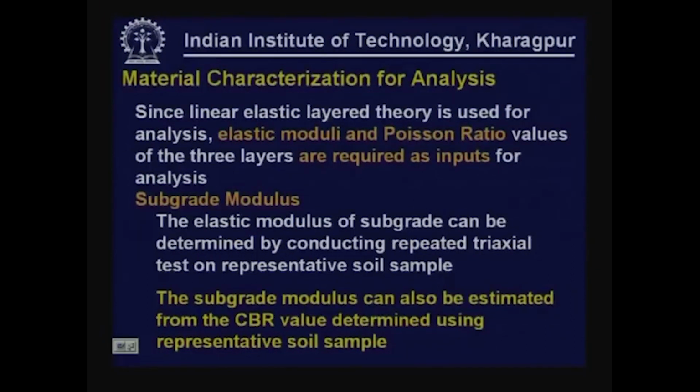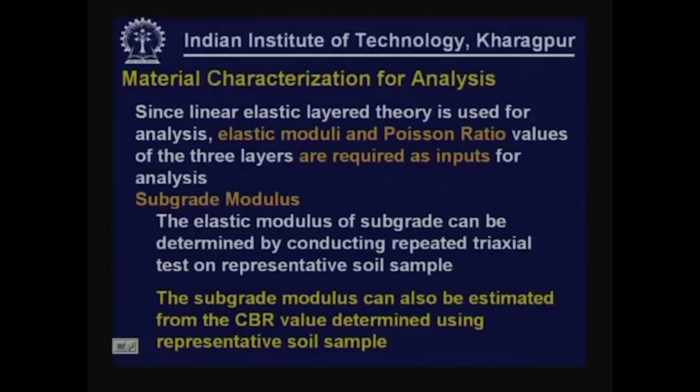Obviously, for an analysis of a selected trial pavement design, we need to be able to select appropriate material properties, because linear elastic layer theory is used for analysis. Elastic modulus value and Poisson ratio value of the 3 layers, because we are modeling the pavement as a 3-layer system as per IRC. So, these values are required for the 3 layers. Also, of course, in the trial thicknesses, we have to be selecting different thicknesses for the 2 layers. As far as the selection of subgrade modulus is concerned, the elastic modulus of subgrade can be determined by conducting repeated triaxial test on representative soil sample.